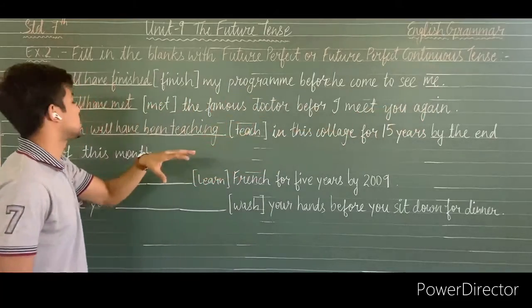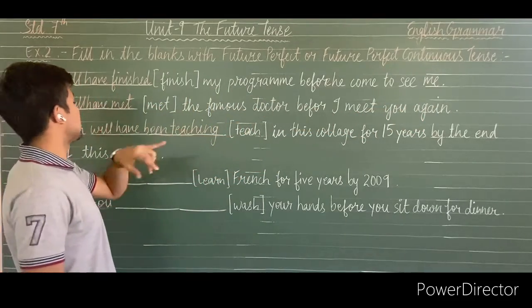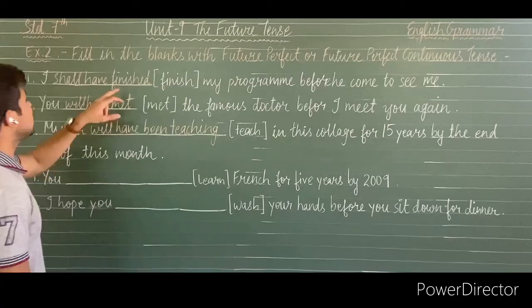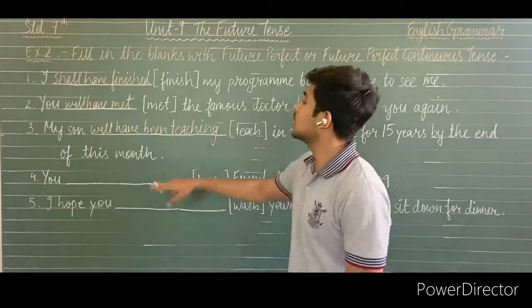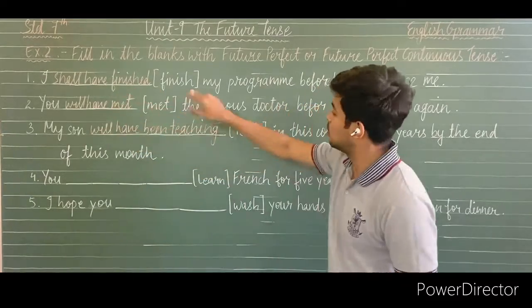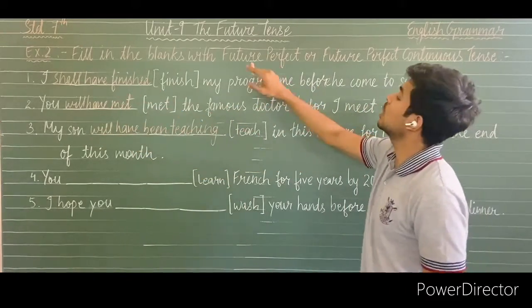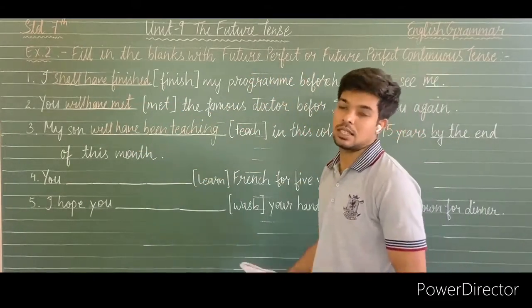And in continuous we always have the ing form of the verb. And here we were not having any ing form of the verb. We were using the past participle. So these both sentences are in the future perfect tense.